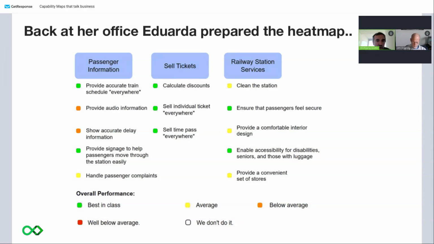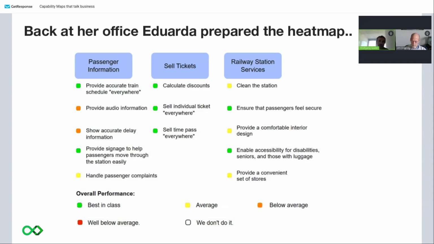providing audio information, we are below average because nobody could understand the audio information. Accurate delay information, it's almost a disaster. So it's below average if we want to be polite. It's not well below average. It's not red, let's say it's orange. Providing a convenient set of stores, we are average. Cleaning the station, we are average. Sometimes it's filthy, but we are not best in class. Providing a comfortable interior is also a yellow. So again, she uses quite simple metrics to summarize the findings.